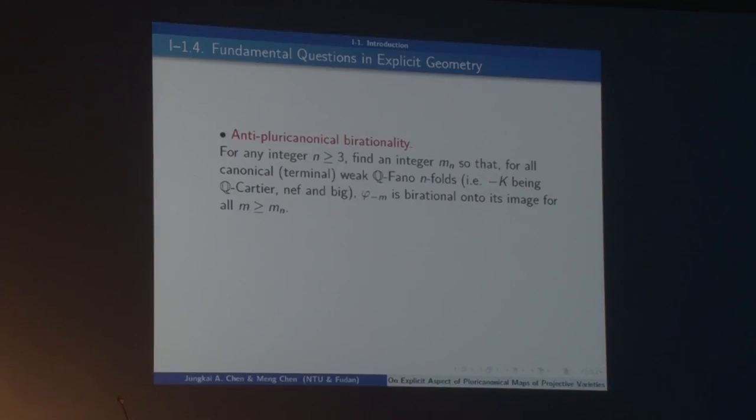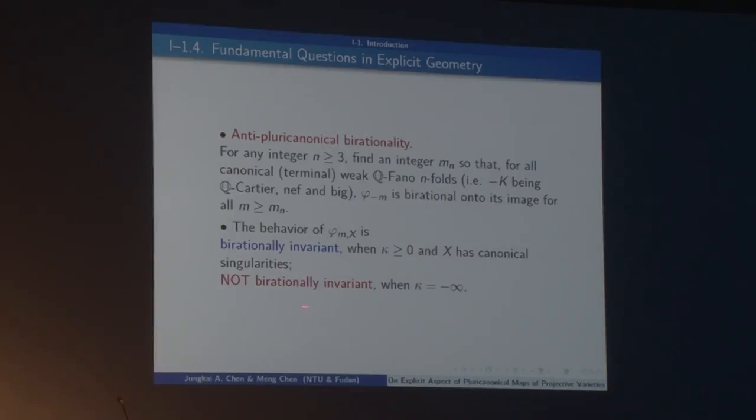You might notice that we always put n greater or equal than 3 because for the case of curves and surfaces, it's well known. One more remark is that the behavior of the pluricanonical map is birationally invariant for kappa greater or equal than 0, but somehow it's not birationally invariant for the Fano situations.